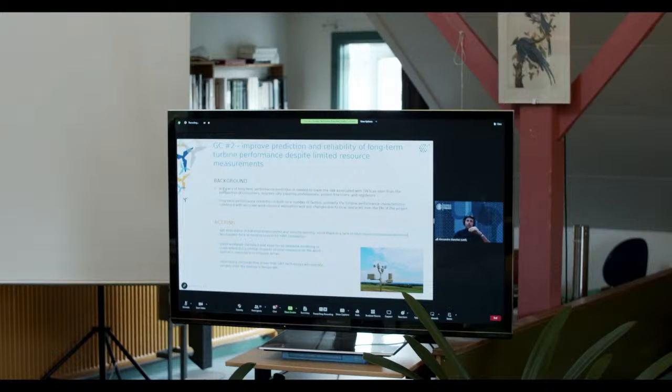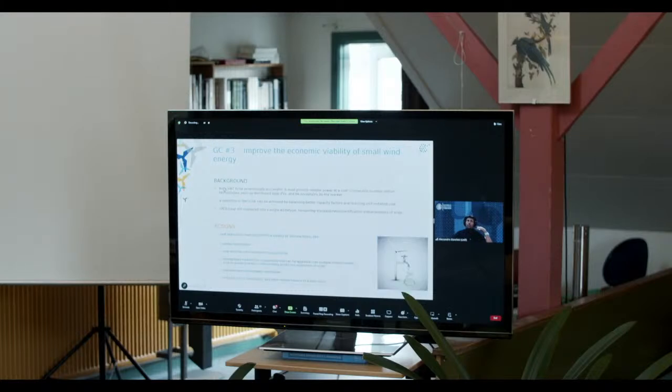And finally, we would need to develop methods that prove that small wind turbine technology can really operate reliably over its design life. Grand challenge number 3 is probably the most difficult one and the most relevant one: to improve the economic viability of small wind energy.